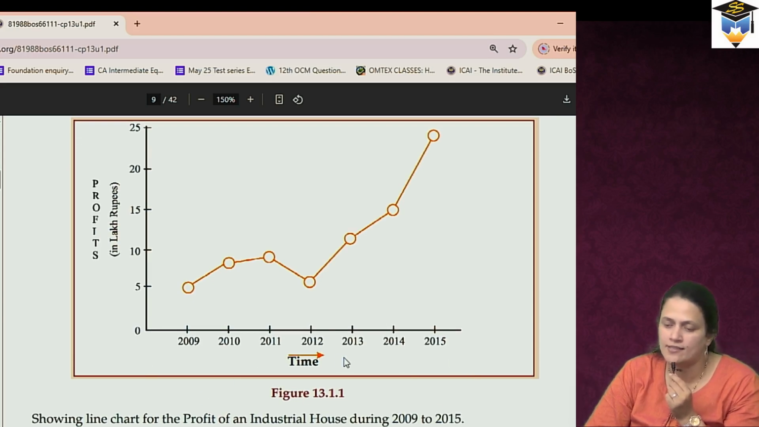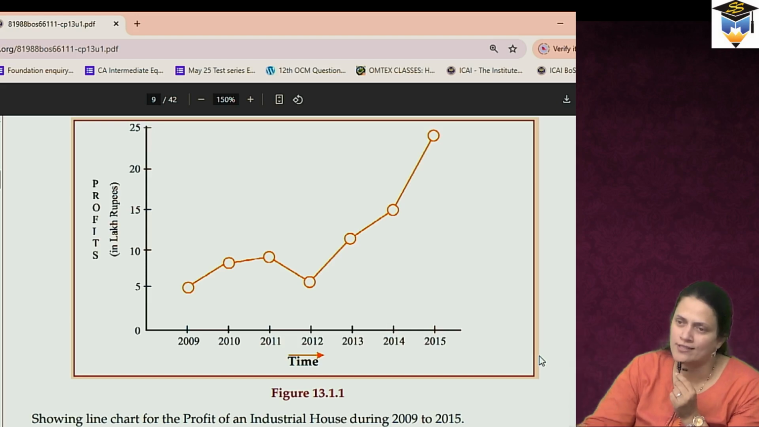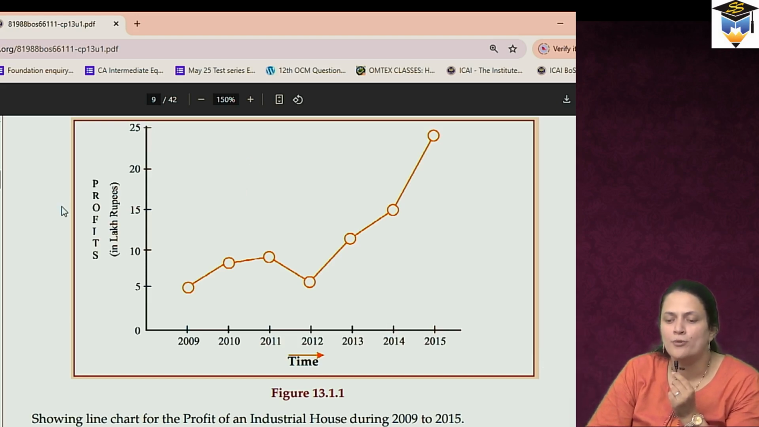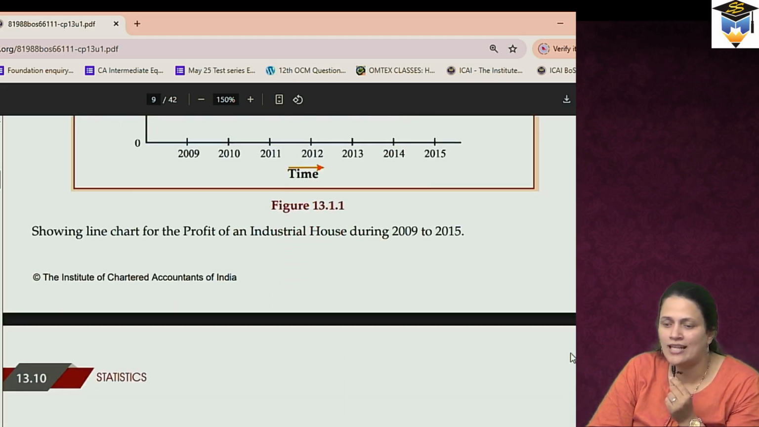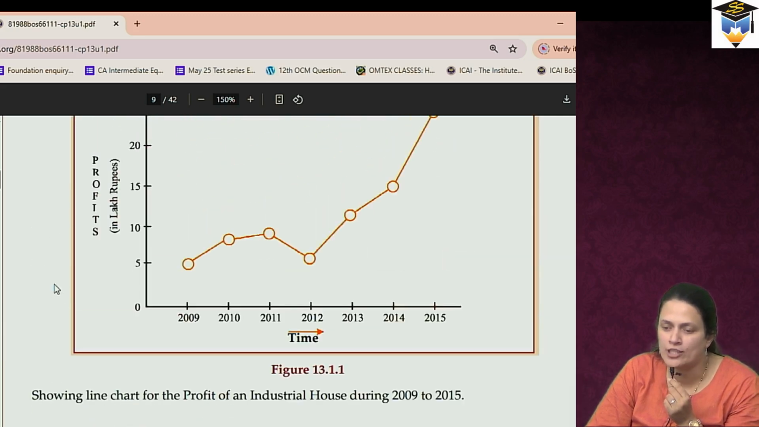On the x-axis, time is there, that is, number of years. On the y-axis, profits which are obtained in lakhs of rupees, that is given. Now this is a point form which is marked. So which type of data is it called as? It is called as a line chart because it is connecting the two dots together by a line.